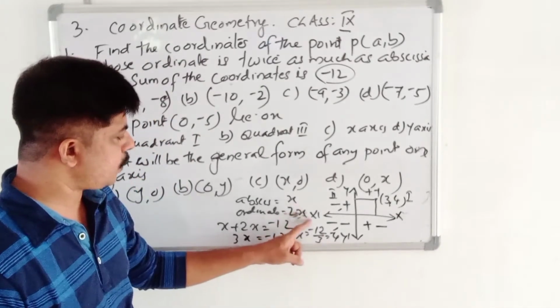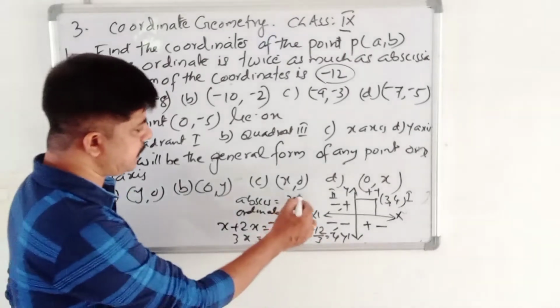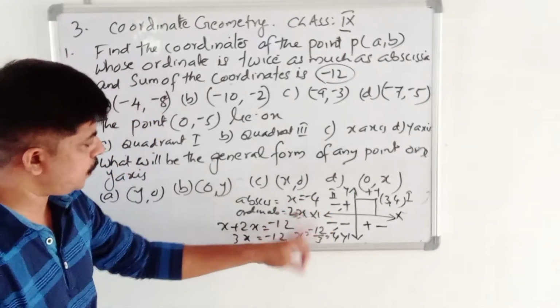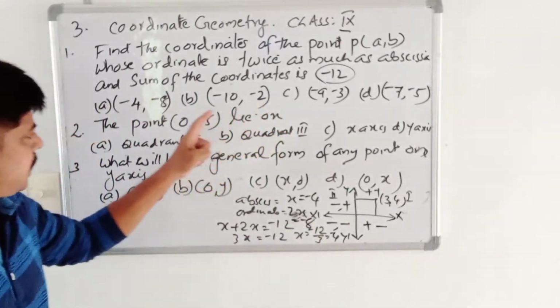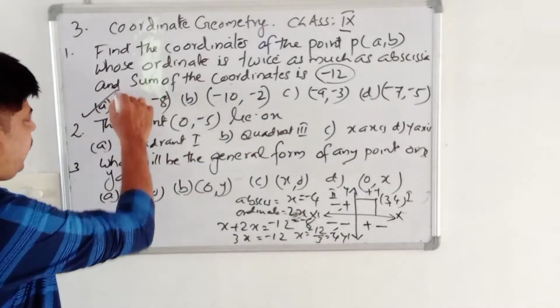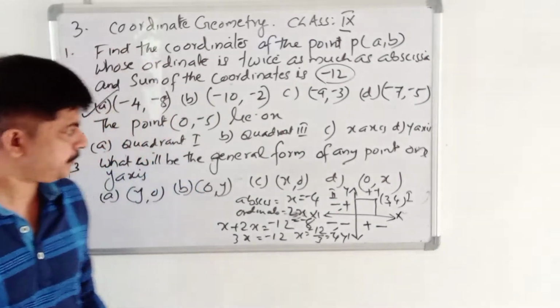The abscissa is negative 4. The ordinate will be 2 times negative 4, which is negative 8. Therefore, our answer is option A, (negative 4, negative 8). That is the right answer.